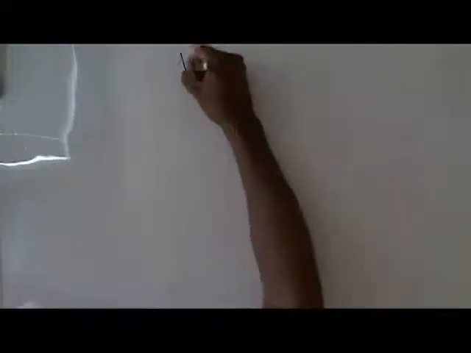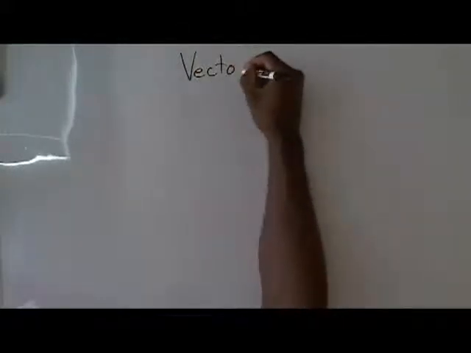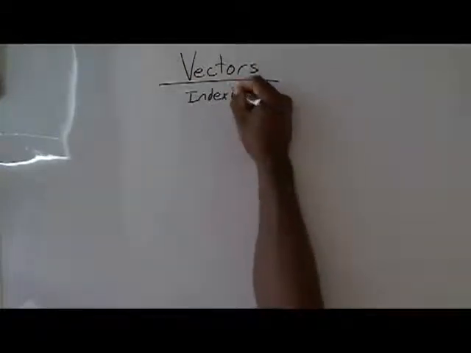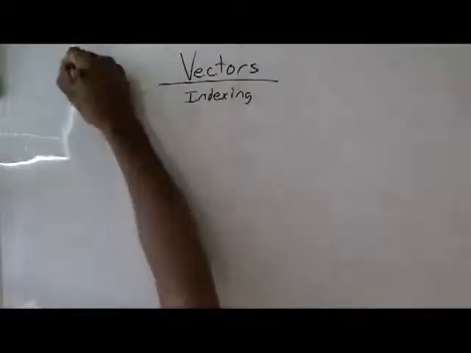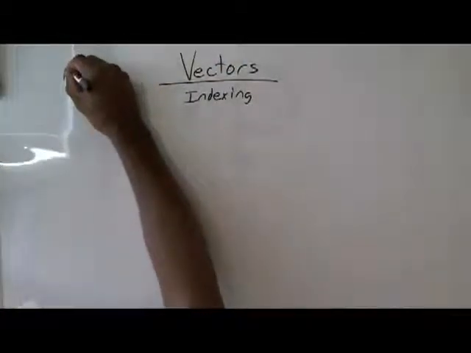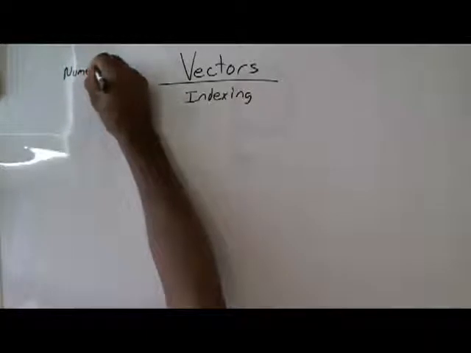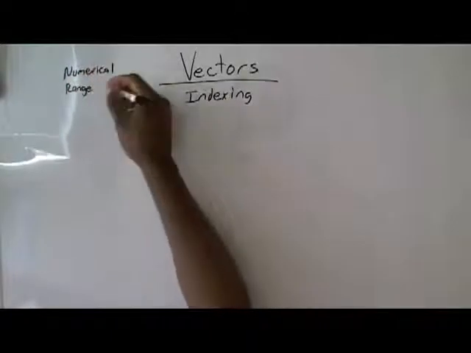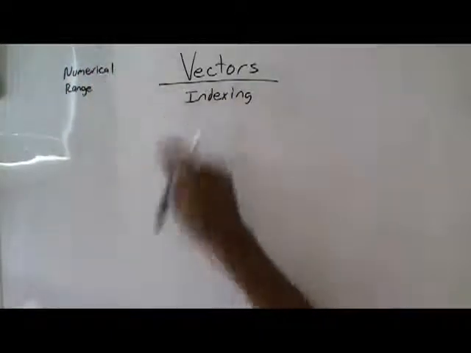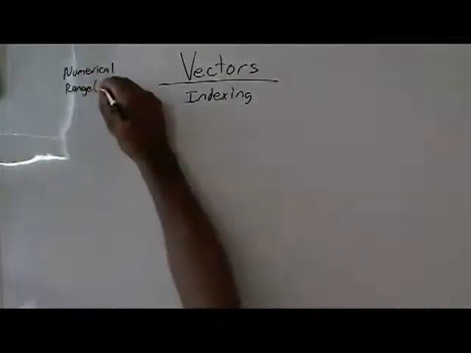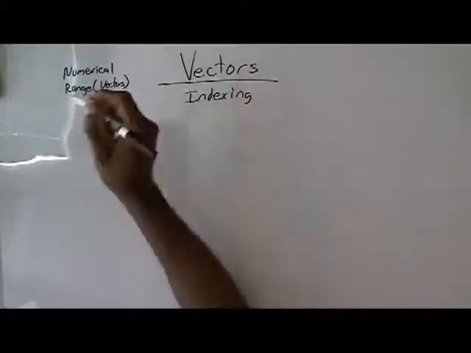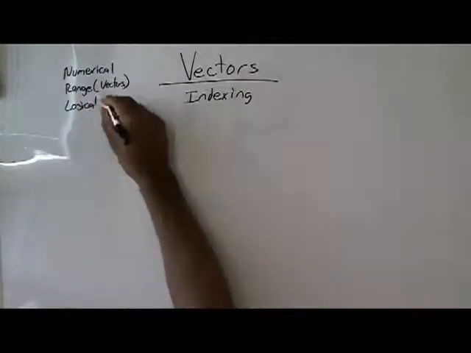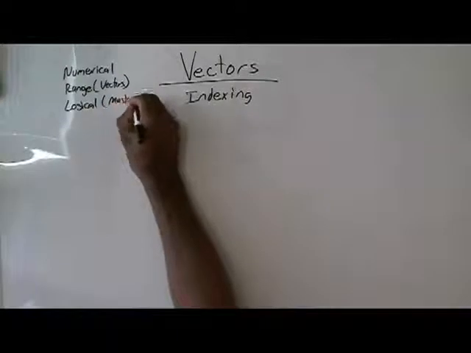So to finish the thought of indexing vectors, a bit of a review. We've done the numerical indexing. We have done indexing using range or vectors, indexing a vector with a vector. And so now we're going to do what's known as logical indexing, or it's also known as masking.